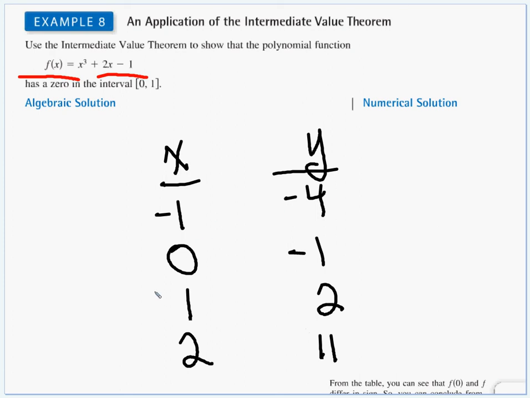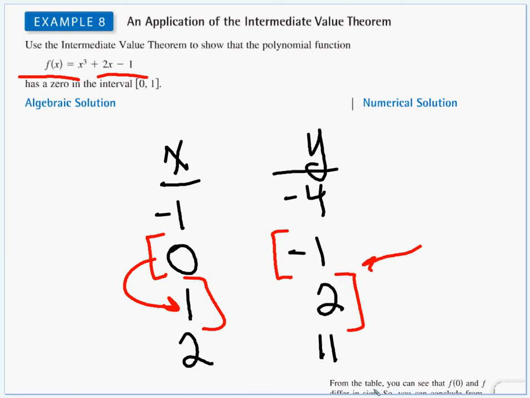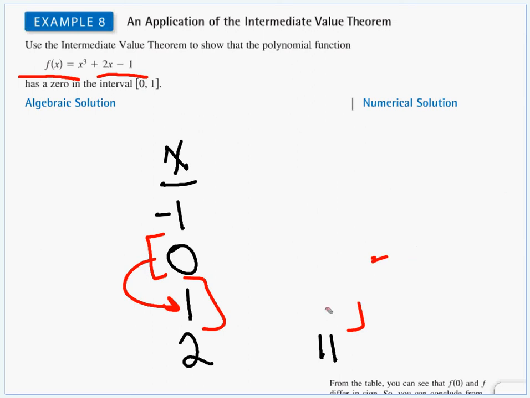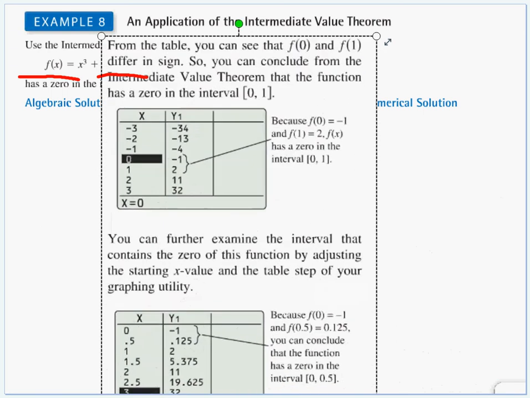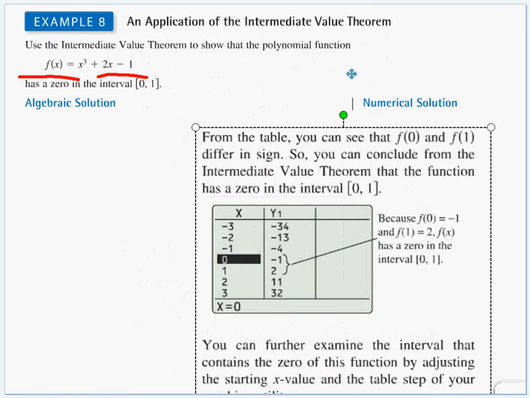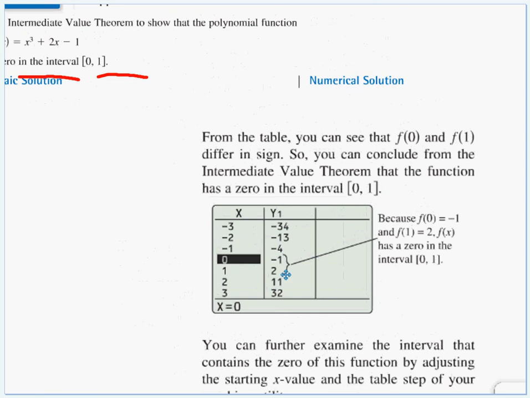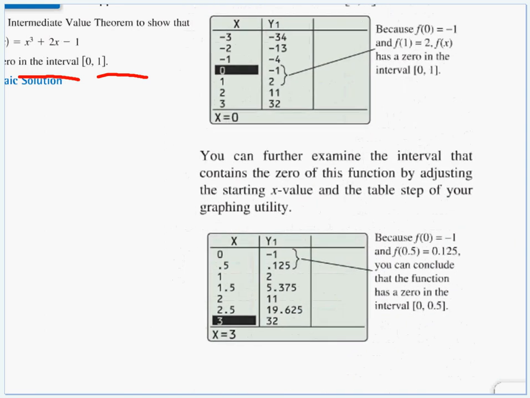So again, the problem stipulated we're in the interval from 0 to 1. So this is our interval, 0 to 1. We're going to attain every Y value between -1 and +2. So 0 crosses in there somewhere. We're guaranteed to have a point that meets that description. And this is just their numerical solution. So we can see between 0 and 1, we're going to achieve all values between -1 and +2.